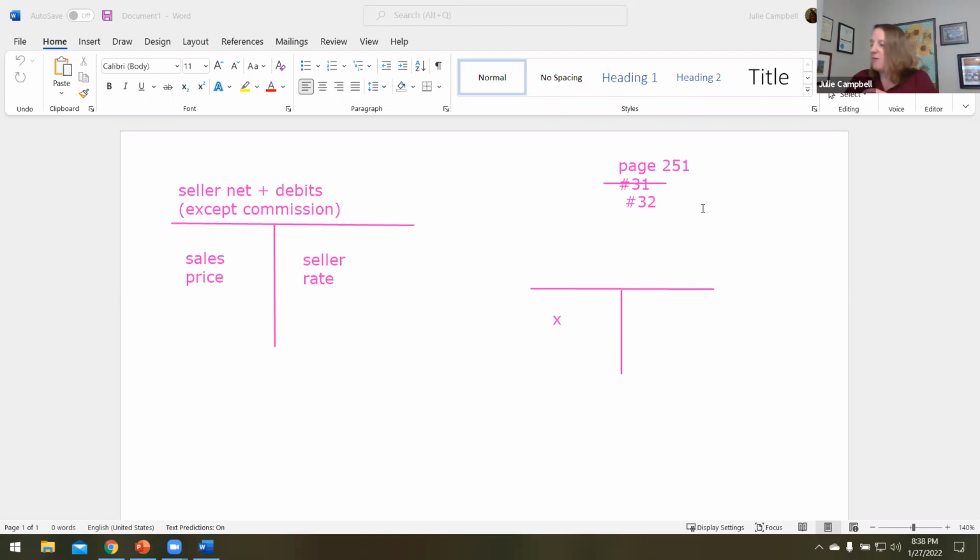So now the number on top is all the seller's debits, expenses, plus what do they want in net? So what do we know? They have to pay off a mortgage. They have $120,000 to pay off a mortgage. They have agreed to pay $1,000 in closing costs. Plus, they want to walk away with a check for $50,000 in their pocket. That's their net and their expenses. So the number that goes on top is $171,000.